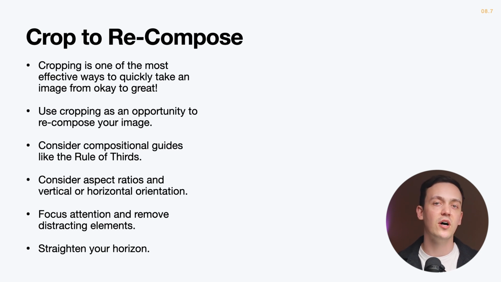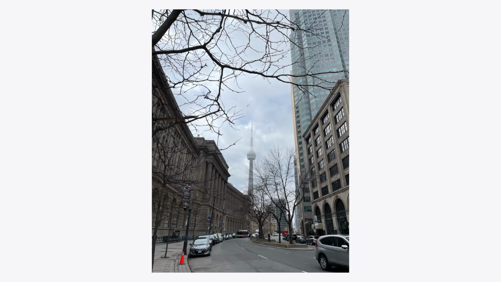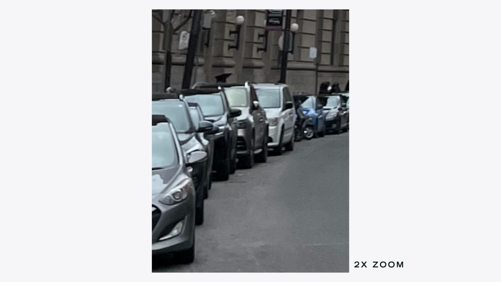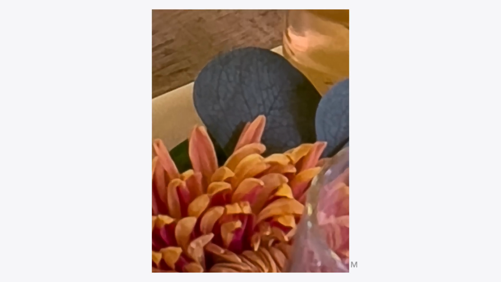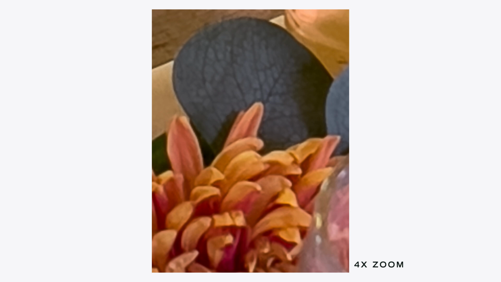Lastly, you'll commonly want to straighten the horizon in your image. Keep in mind that when cropping with an iPhone, you only have so much room to crop into your image. If you're shooting with a 12 megapixel JPEG format, you're going to lose resolution quite quickly. When shooting with Apple ProRAW, you have about 4 times more pixels to use to crop in.